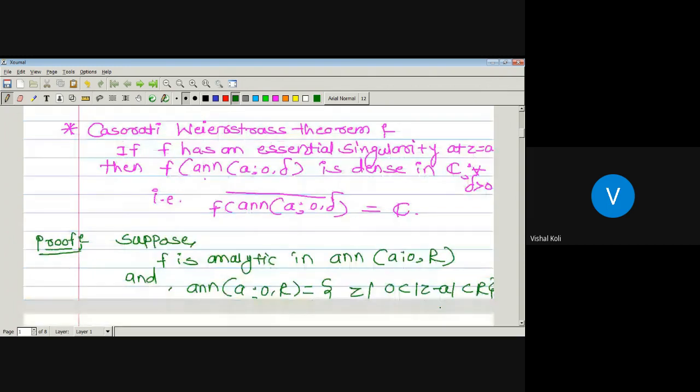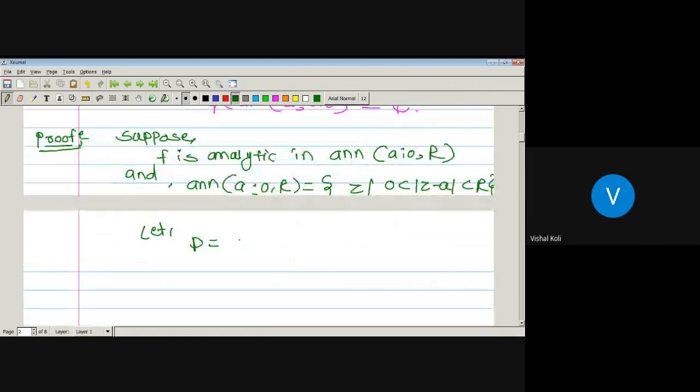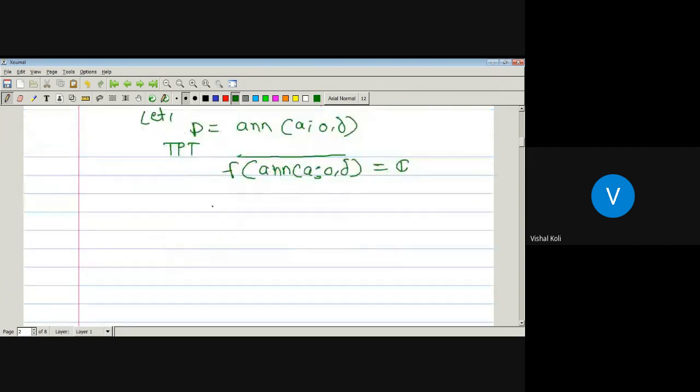Now let us take D as the annulus of a, 0, delta, and we have to prove that the closure of f of the annulus of a, 0, delta is equal to C. But the annulus of a, 0, delta is nothing but D. That is, to prove that the closure of f of D is equal to C. And that one we have to prove.